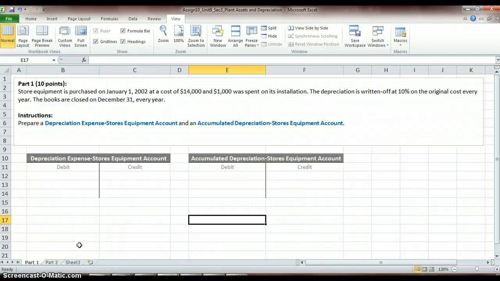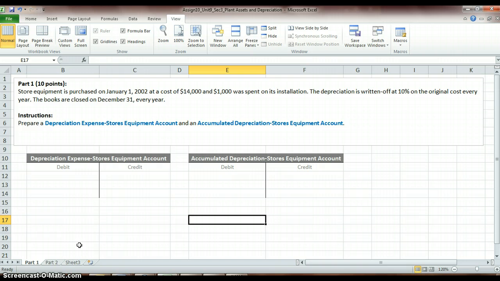Hello again, accountants. Now we are looking at Unit 9, Section 3, the assignment Plant, Assets, and Depreciation. So in this section, what we're talking about is how the value of our plant assets can depreciate.